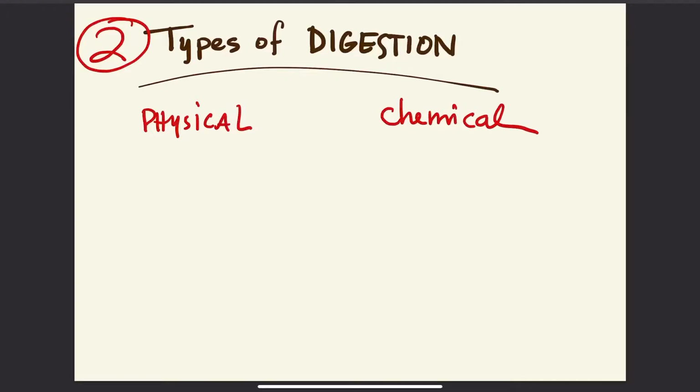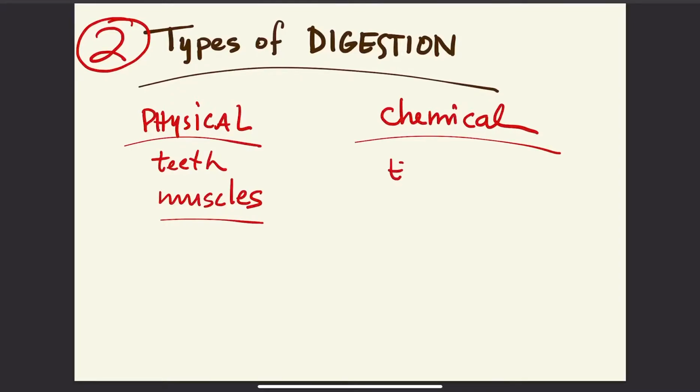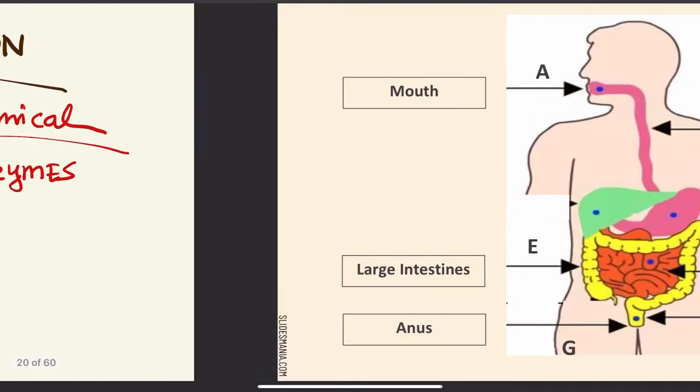Now, what's the difference? Physical digestion uses the body parts, for example your teeth and your muscles, and it's used to move the food around from one part of your digestive system to the other. Chemical digestion uses enzymes. Enzymes are chemicals in your body that help break down the food even further than what physical digestion can do. So now let's look at the next slide.